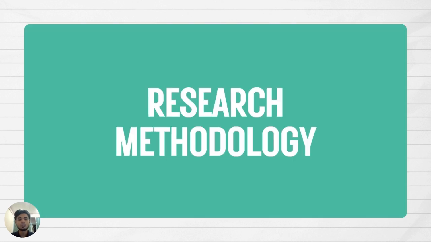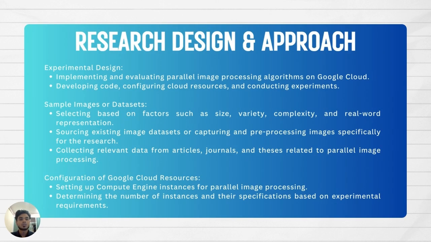Moving on to the research methodology used in our project. So first of all, the experimental design: implementing and evaluating parallel image processing algorithms on Google Cloud, developing code, configuring cloud resources, and conducting experiments. For sample images or datasets, we have selected based on factors such as size, variety, complexity, and real-world representation. Sourcing existing image datasets or capturing and pre-processing images specifically for the research. Collecting relevant data from articles, journals, and theses related to parallel image processing.